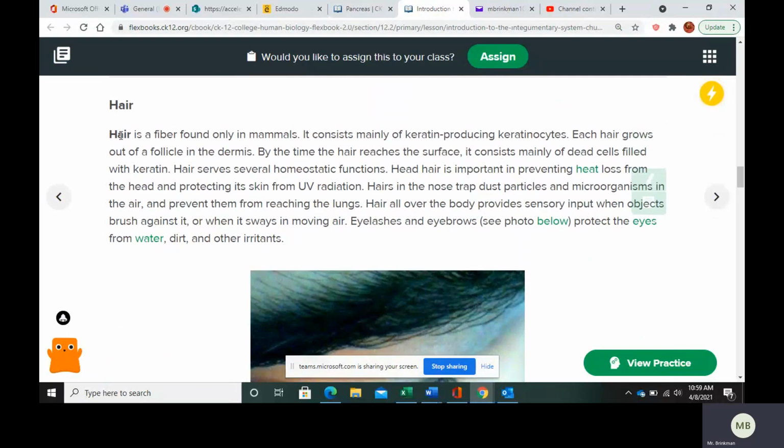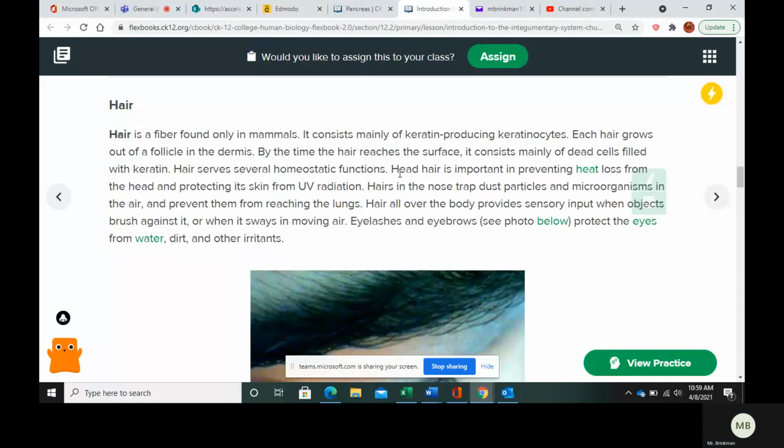Okay, hair. Hair is found only in mammals. It consists mainly of keratinocytes. Each hair is going to grow out of a follicle in the dermis, and by the time it reaches the surface, it is going to consist mainly of dead cells. So that's why you can cut your hair and it doesn't hurt.